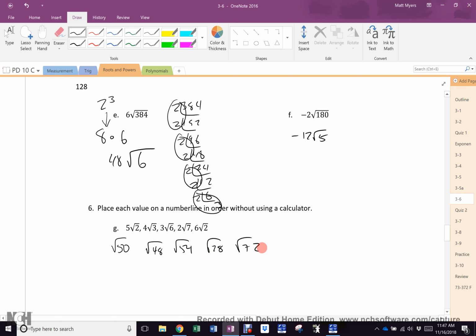Then it becomes real easy to put the smallest one first, right? What's smallest? Root 28, which is 2 root 7. What's next? 4 root 3, because it's 48. Then what? 5 root 2, because that's 50. Then what? 3 root 6, because that's root 54. And lastly, 6 root 2.